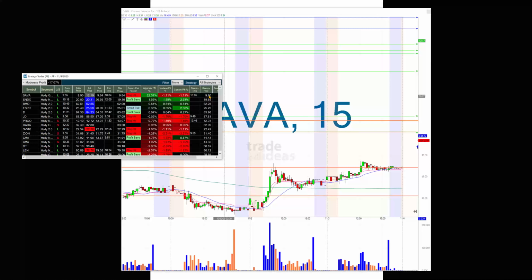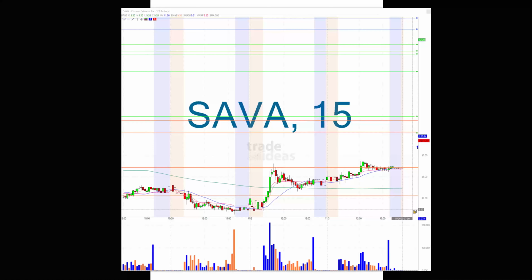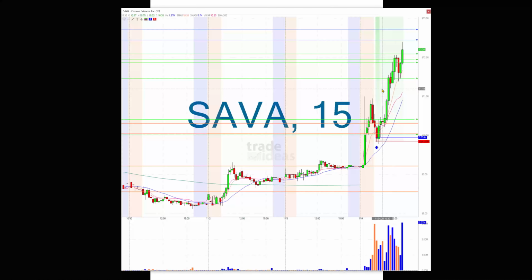But this is the SAVA. Now SAVA had some pretty interesting news, all to do with Alzheimer's, etc. So, whether or not I want to back this off, because I do want to take a look at the SAVA chart. I got back into this one.